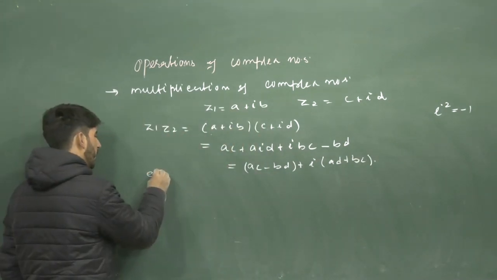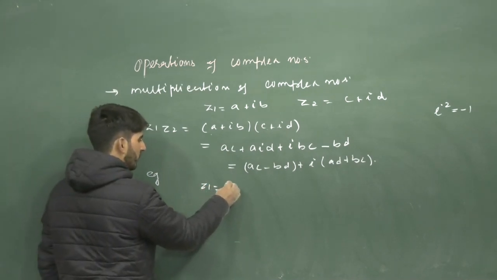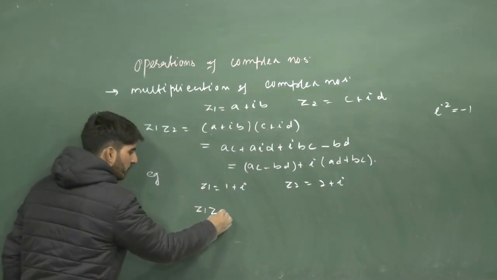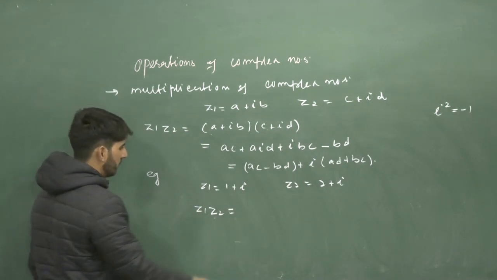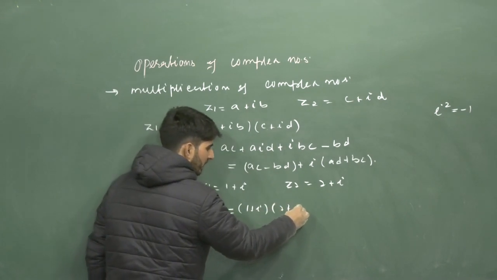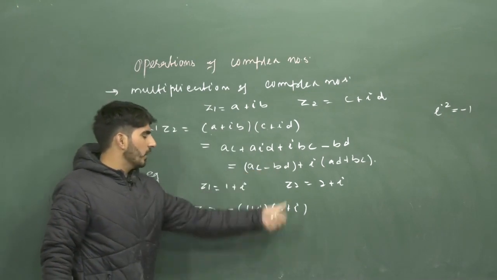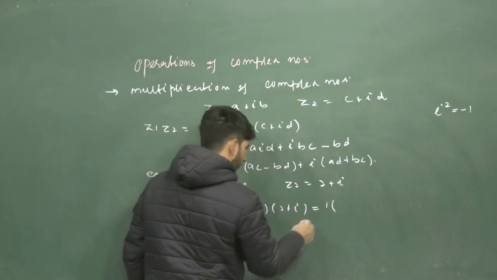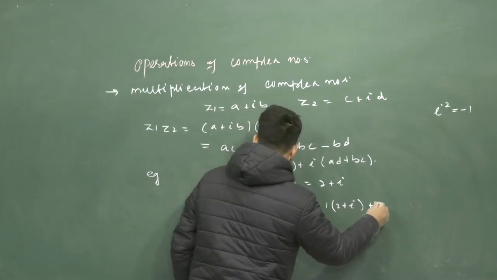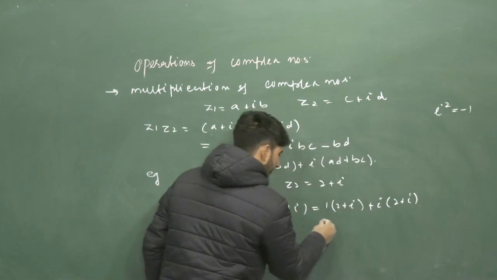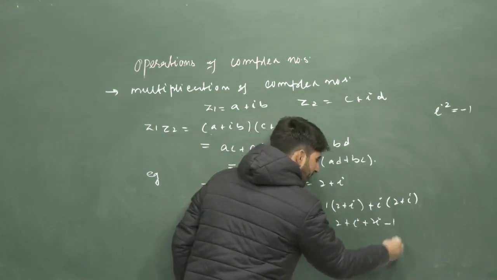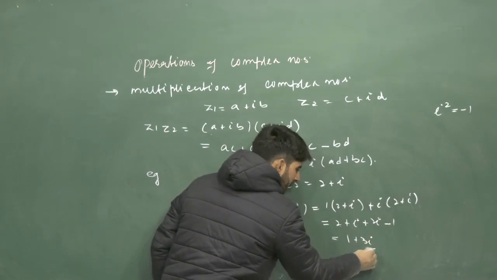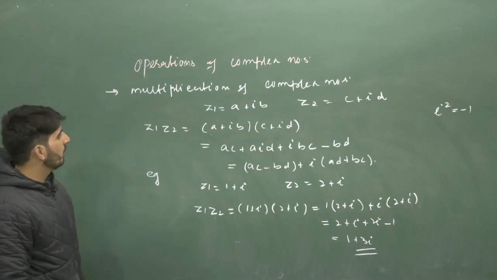For example, if we have to multiply complex numbers z1 equal to 1 plus i and z2 equal to 2 plus i. We have to find z1 into z2, means we have to multiply these two complex numbers. So 1 plus i, 2 plus i. You can use the direct formula here, or you can solve this by actual multiplication. That is 1 into 2 plus i plus iota into 2 plus i. This is 2 plus i plus 2i minus 1, since iota into iota square, that is minus 1, which is 2 minus 1 is 1 plus 3i. So this is the procedure of how to multiply two complex numbers.